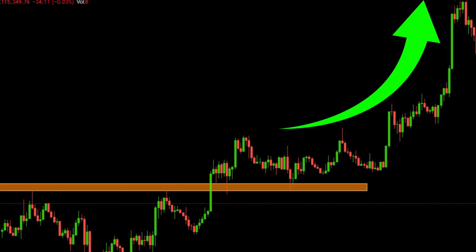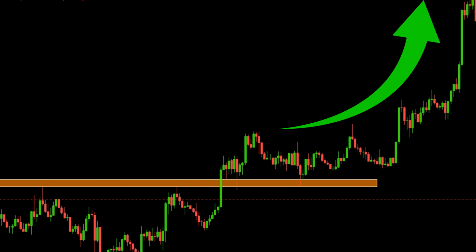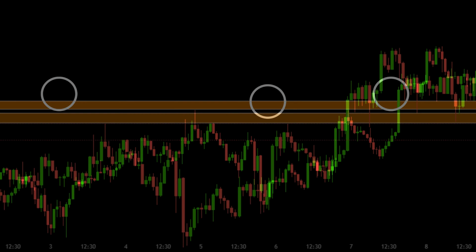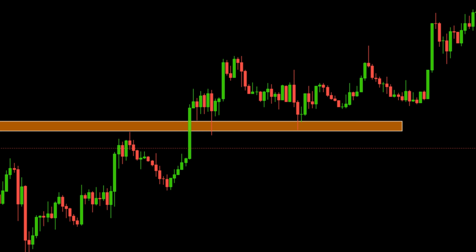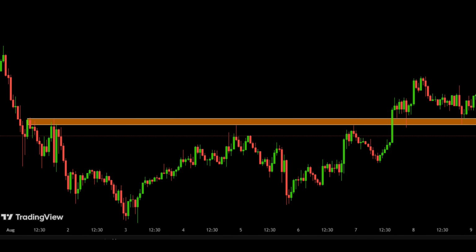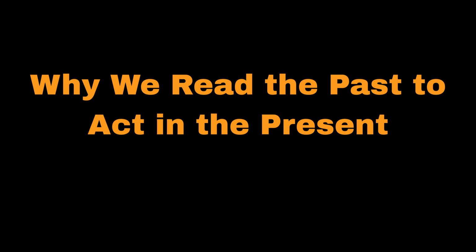So what did we just do? We didn't predict the future. We simply read the story as it unfolded. We saw sellers defending a key level. We saw buyers break through it. And most importantly, we waited to see them prove they could hold that new ground. This is how you read the flow of a chart. You find the key location, you watch the candle by candle battle, and you understand the story of who is winning that battle. So after all of this, you might be asking a simple but profound question.